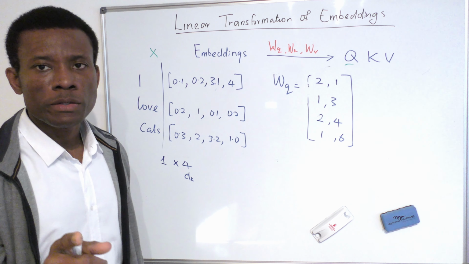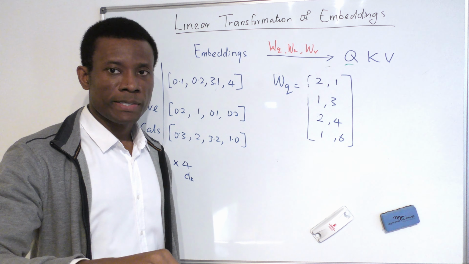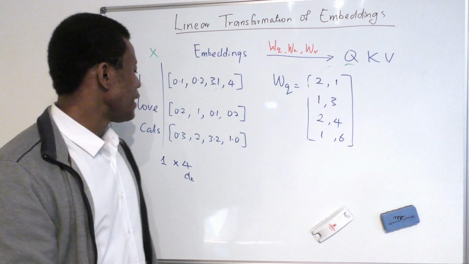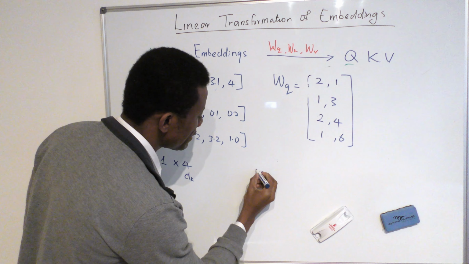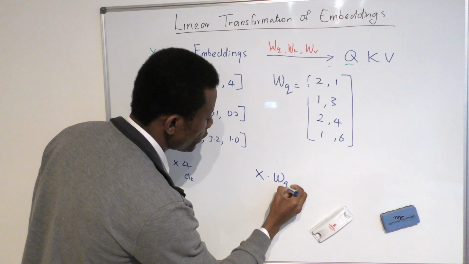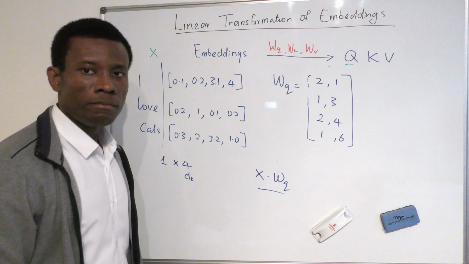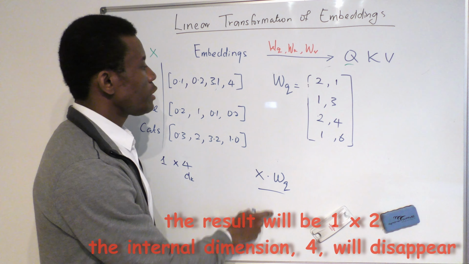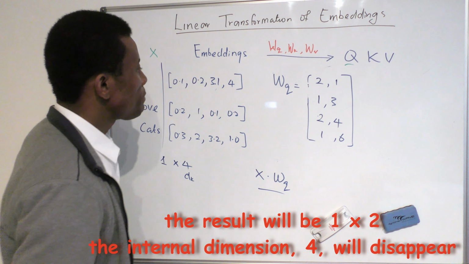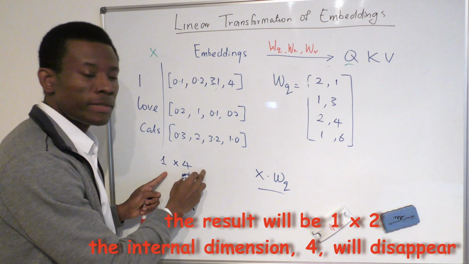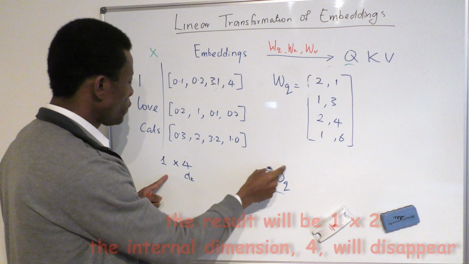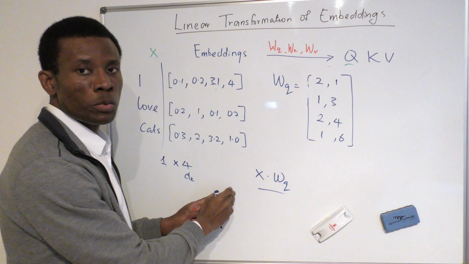What will be the dimension of the resulting matrix? In this situation, if you have 1 by 4, you are multiplying to have x dot WQ. What's going to be the result? It means that the result is going to be 1 by 2, because you are doing 1 by 4 times 4 by 2. The result is going to be 1 by 2, right?